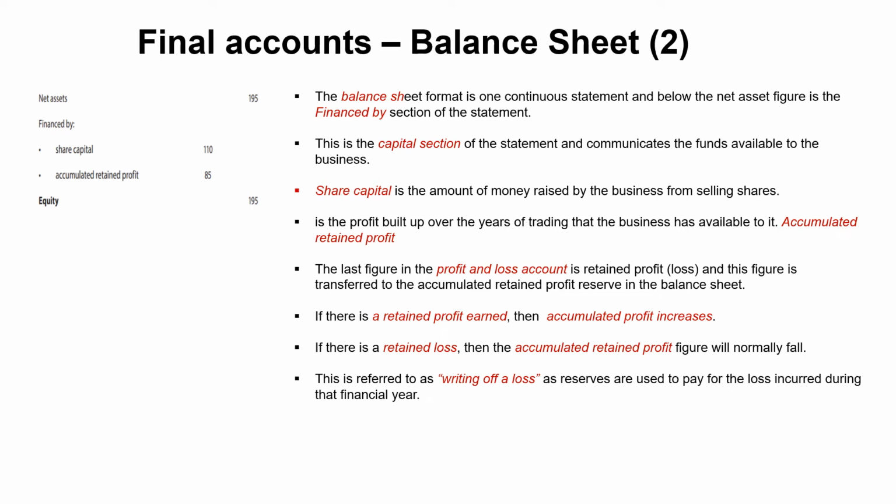exam. Now, the pointer to make is about accumulated retained profit. It will go up if you made a profit for that year, which is transferred from the profit and loss account. What most businesses tend to do, if you heard the phrase writing off a loss, is use their reserves. And the easiest way, if you've made a loss for a year, that loss has to be covered, has to be dealt with. You just reduce your accumulated retained profit figure.